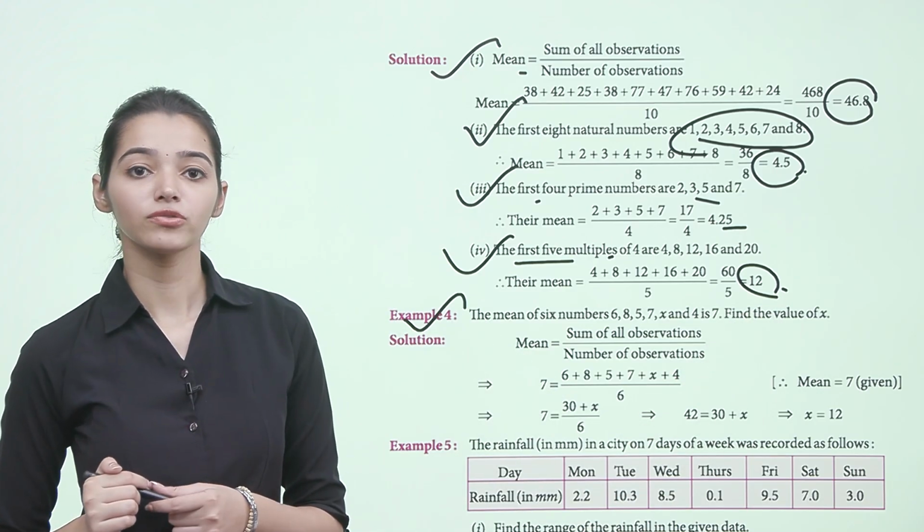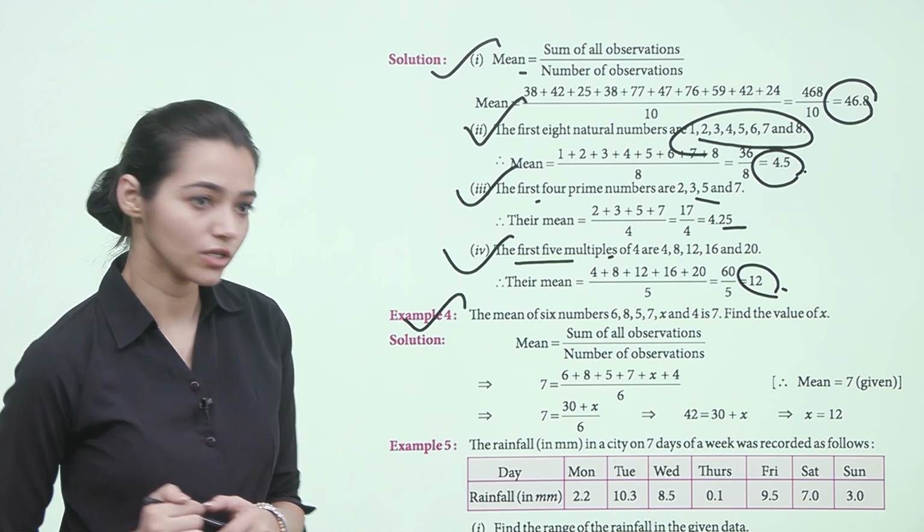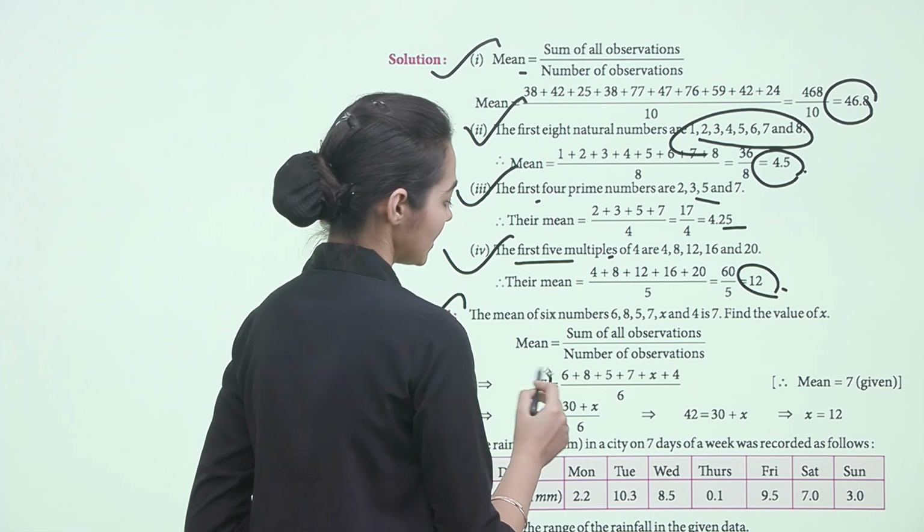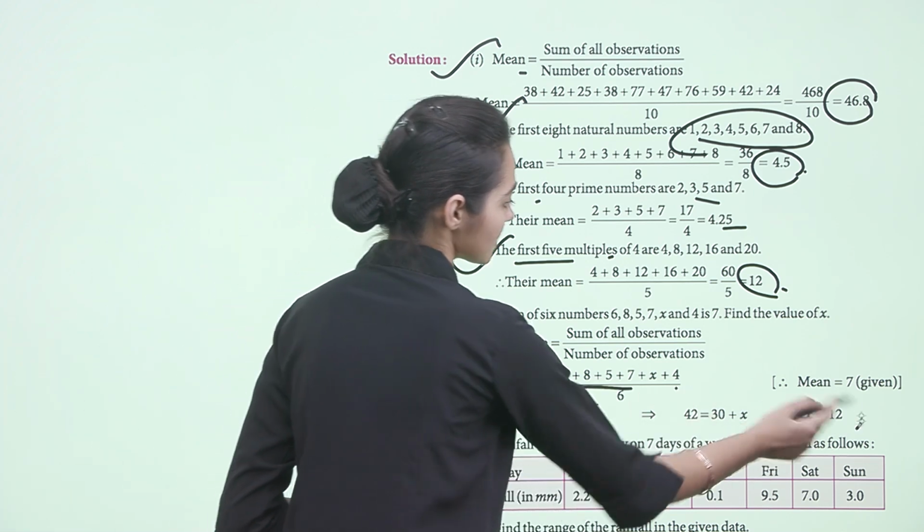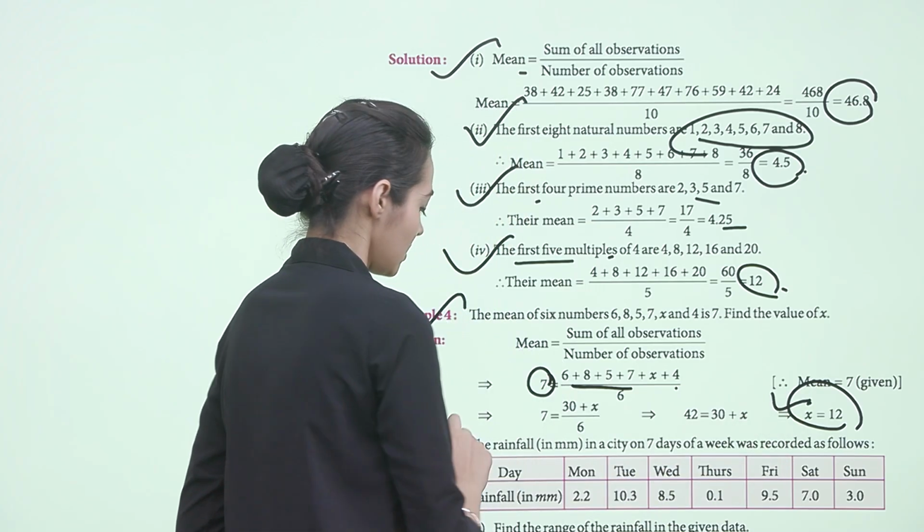Example number 4. Here we have to find the mean of 6 numbers and we have to find the value of x, and the mean is given. The mean is 7. After adding these, x is equal to what? 12.